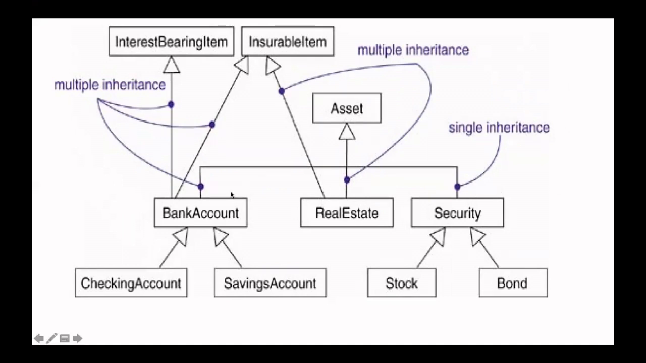Asset is a class, and it has these three children: bank account, real estate, and security. Here, the two children stock and bond, and bank account has checking account and savings account. Bank account is an interest bearing item and an insurable item, and real estate is an insurable item. This is multiple inheritance and single inheritance. This figure shows how the classes are connected, how their relationships are defined, and how the classes interact with each other.